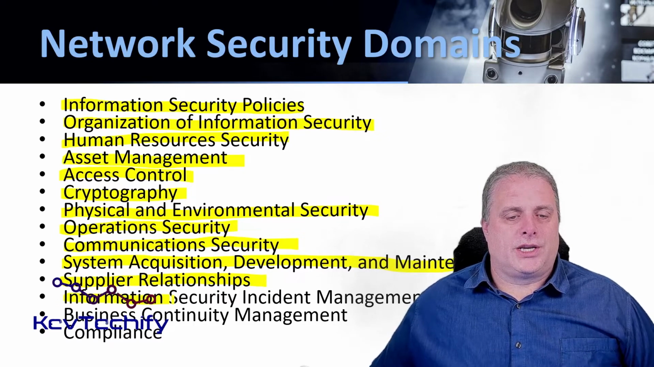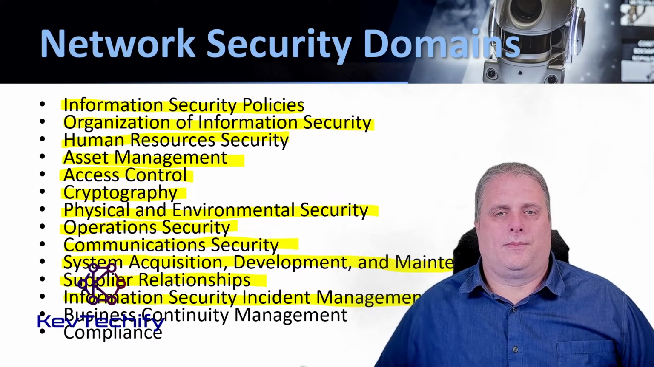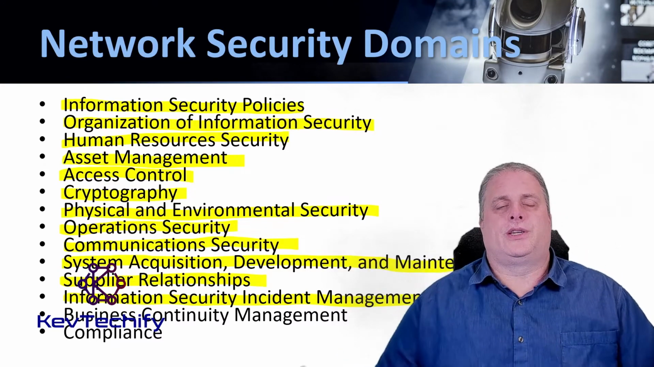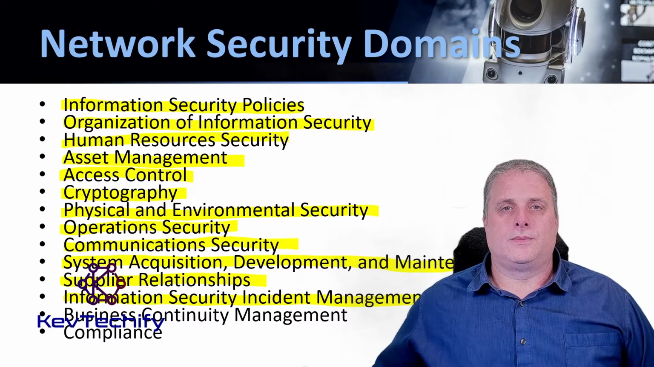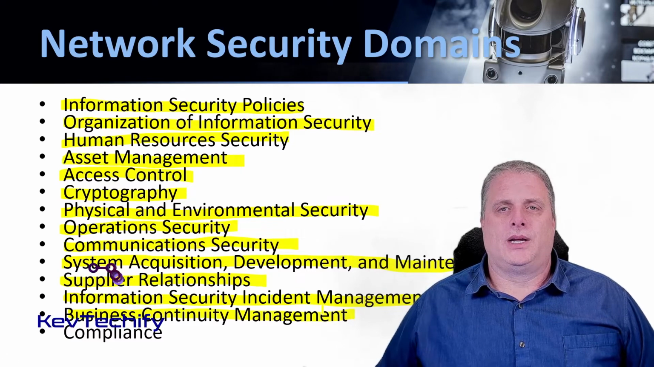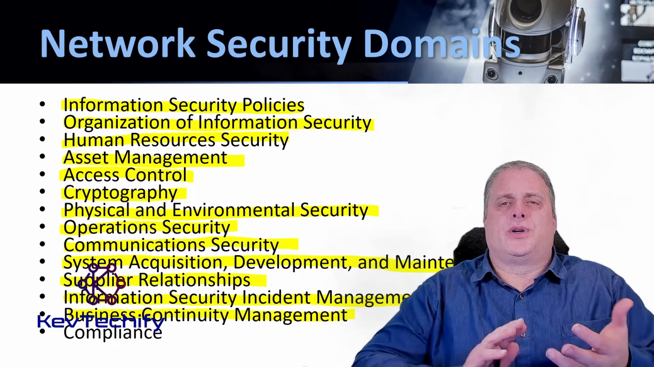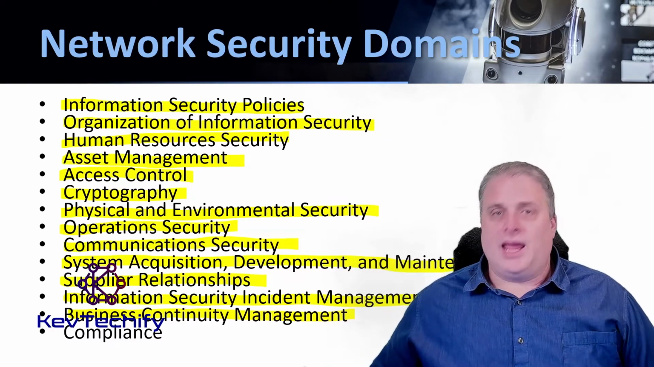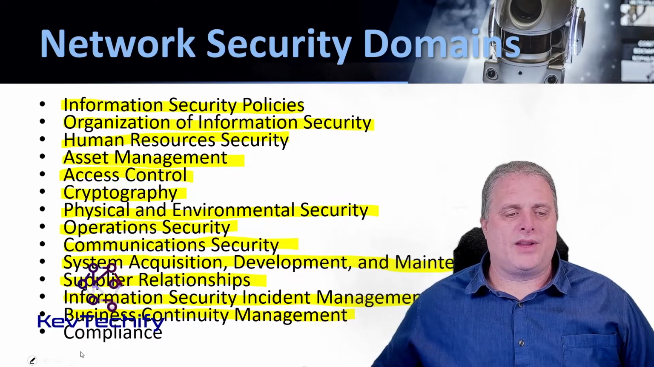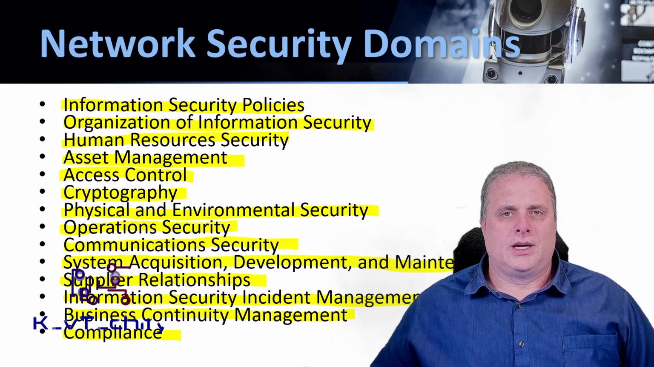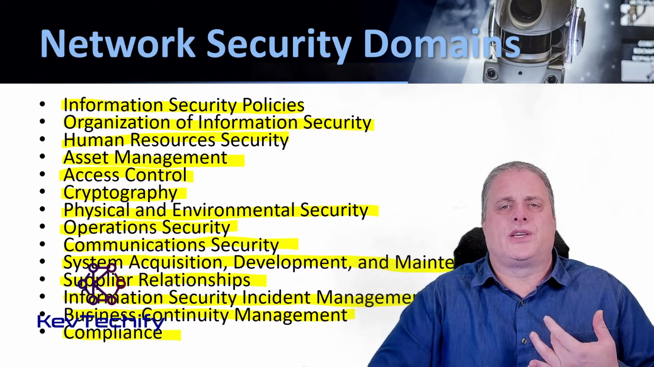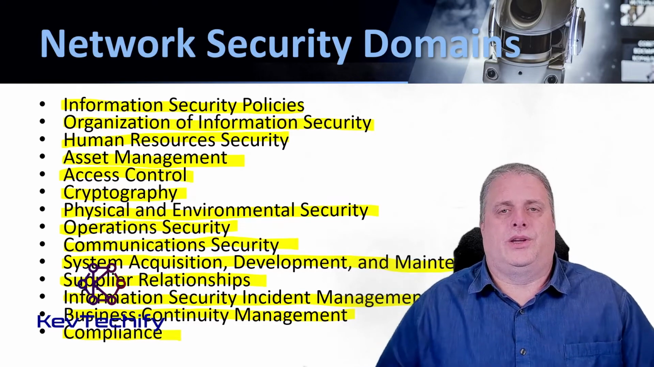The information security incident management domain. This describes how to anticipate and respond to information security breaches. The next domain is business continuity management. This looks at the protection, maintenance, and recovery of business critical processes and systems. And the final network security domain we have is compliance. This describes the process of ensuring conformance with information security policies, standards, and regulations.